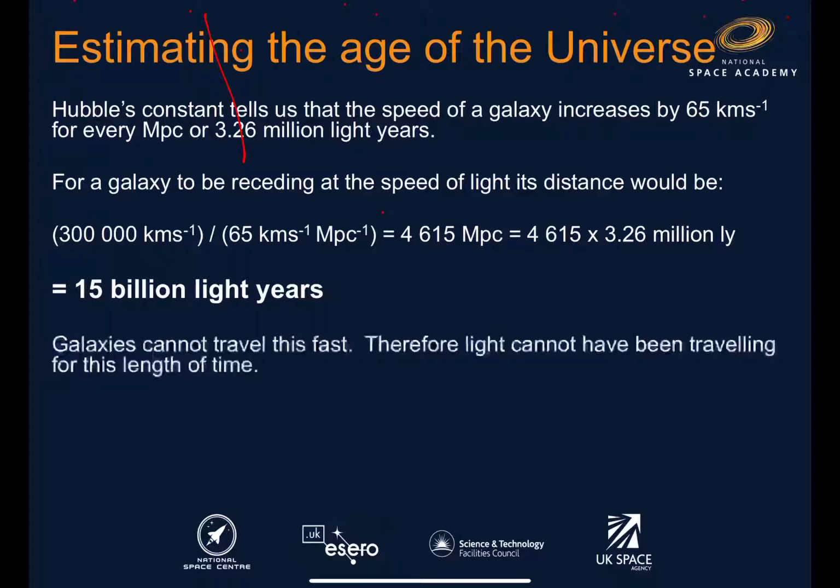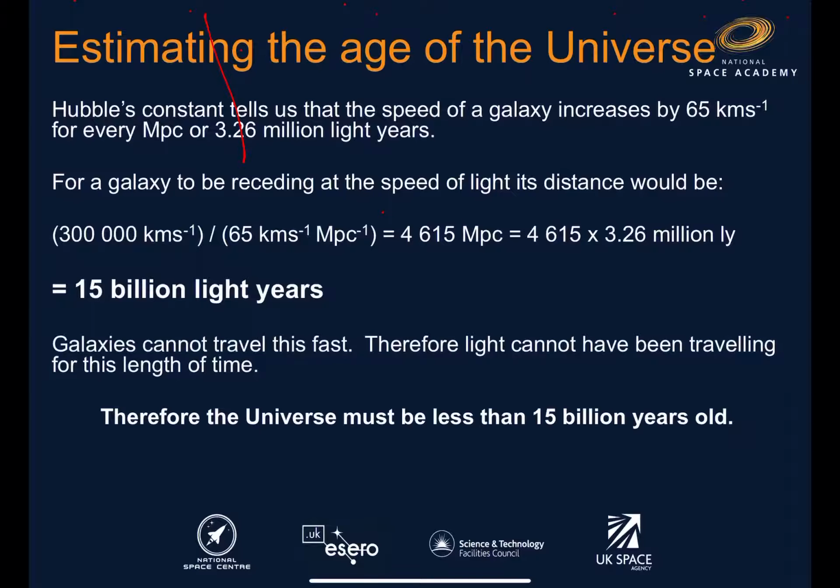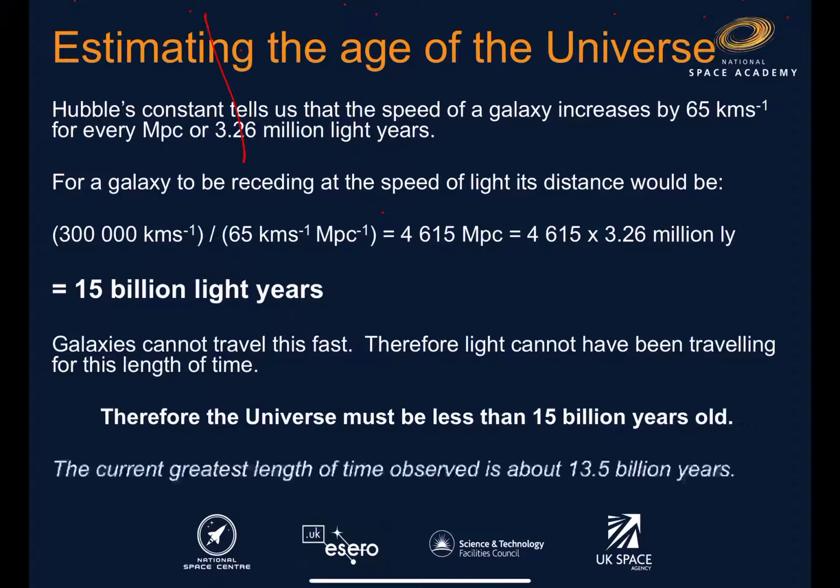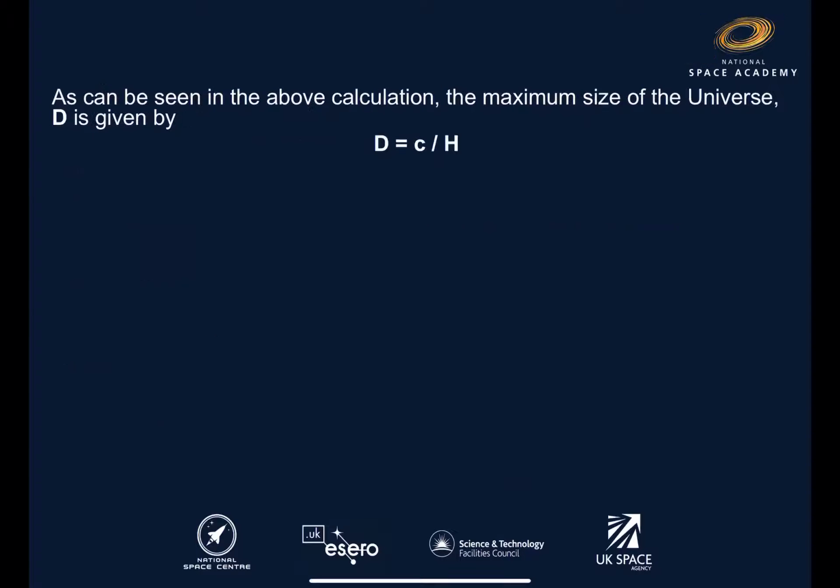Okay, so rather than people say this is giving it an age, I suppose it's giving it a maximum age. So the universe must be less than 15 billion years old based on that sort of logic and calculation. The current greatest length of time observed is about 13.5. That's based on stars that we can actually see and measure the speed of, moving incredibly fast, but not moving at the speed of light.